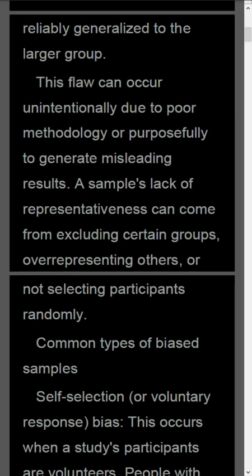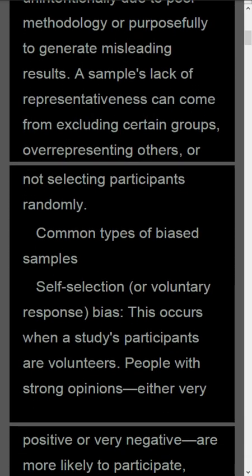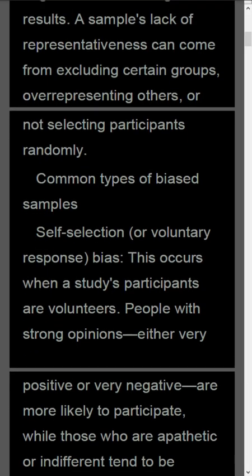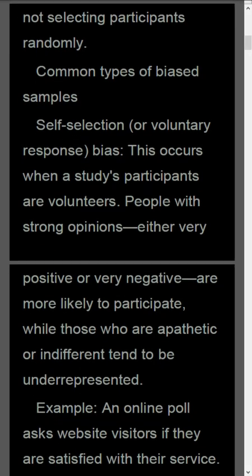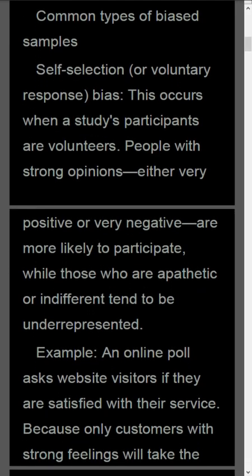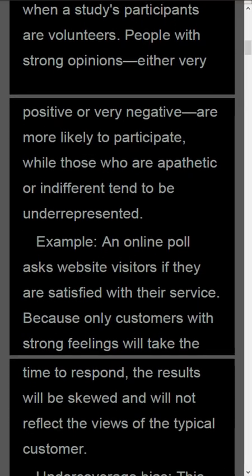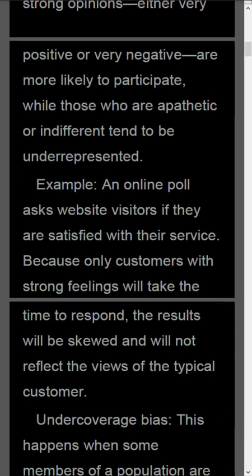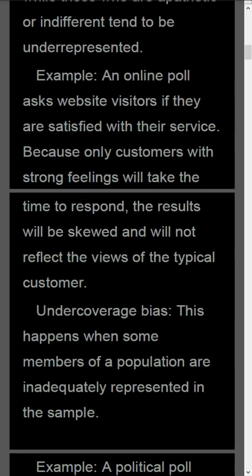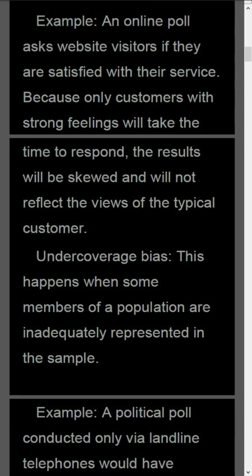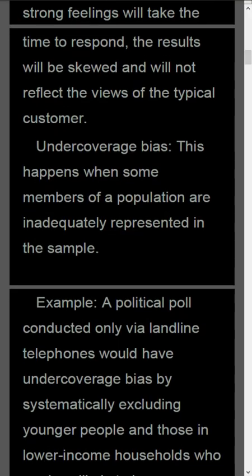Common types of biased samples. Self-selection, or voluntary response bias. This occurs when a study's participants are volunteers. People with strong opinions, either very positive or very negative, are more likely to participate, while those who are apathetic or indifferent tend to be underrepresented. Example. An online poll asks website visitors if they are satisfied with their service. Because only customers with strong feelings will take the time to respond, the results will be skewed and will not reflect the views of the typical customer.